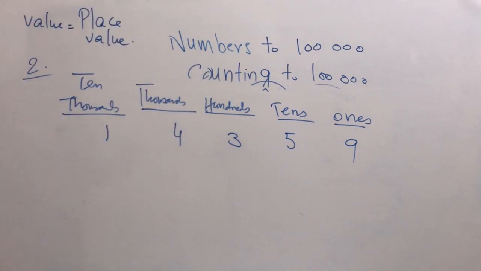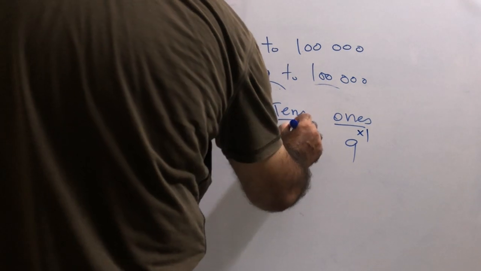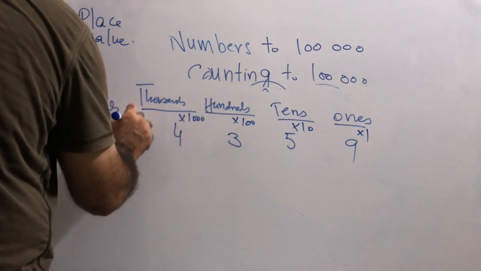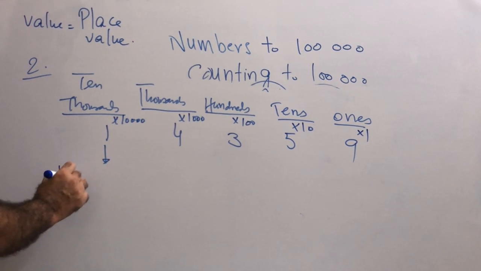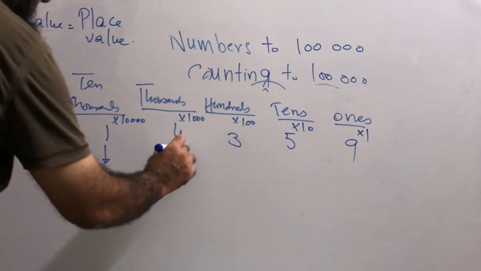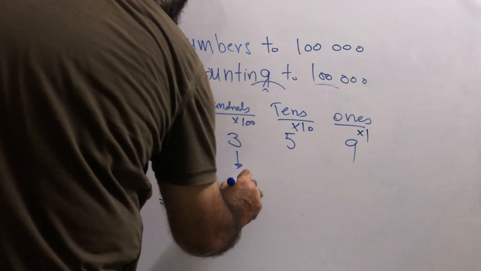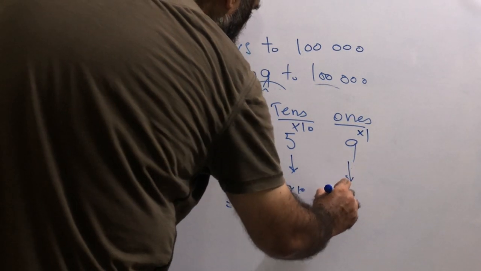Okay, here we will do two things. The first thing is that we will find the place value of all the digits, and the second thing is we will try to write it in English. Okay, we know that to find the place value, I'll multiply this with 1, this with 10, this with 100, and this with 1000, and this with 10,000. This is the way to find the place value. So the place value of 1 will be 1 multiplied by 10,000. The place value of 4 will be 4 into 1000. Place value of 3 will be 3 into 100. Place value of 5 will be 5 into 10. Place value of 9 will be 9 into 1.